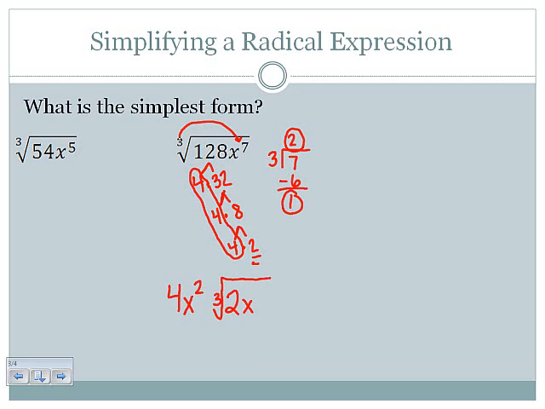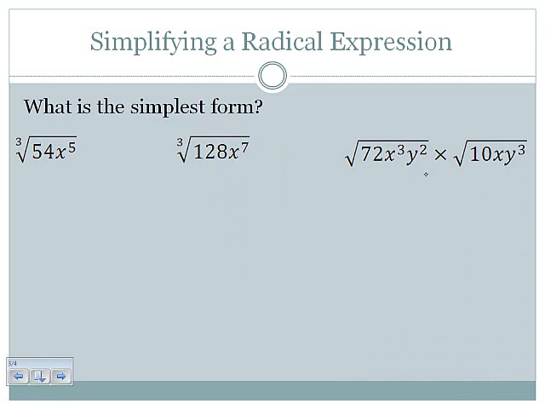So when you are dividing the index into a power, how many times it divides in is how many variables you get to take out. The remainder of it is how many are left in. Let's try one more example.